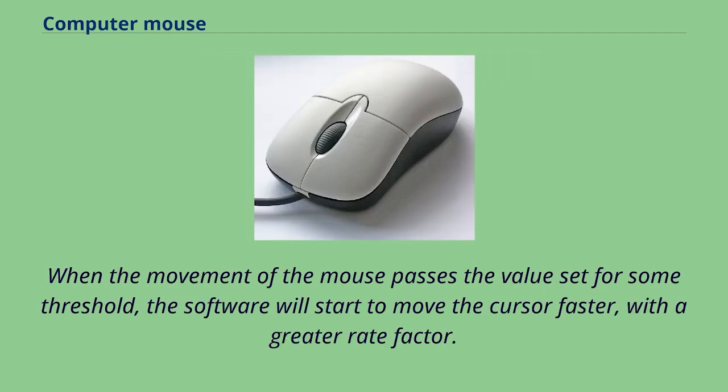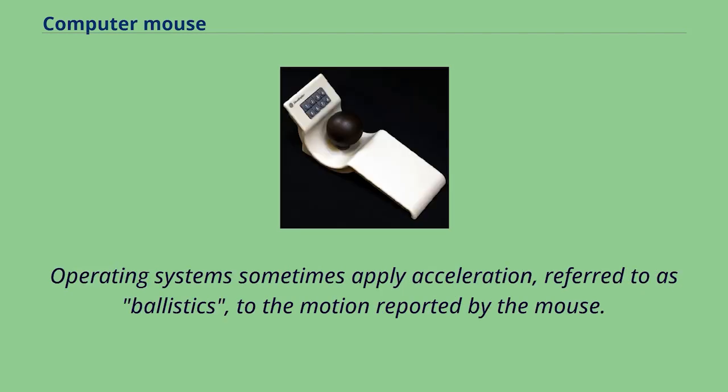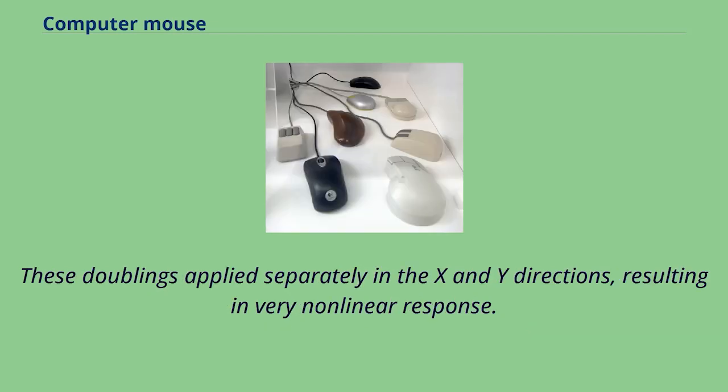When the movement of the mouse passes the value set for some threshold, the software will start to move the cursor faster, with a greater rate factor. Usually, the user can set the value of the second rate factor by changing the acceleration setting. Operating systems sometimes apply acceleration, referred to as ballistics, to the motion reported by the mouse. For example, versions of Windows prior to Windows XP doubled reported values above a configurable threshold, and then optionally doubled them again above a second configurable threshold. These doublings applied separately in the X and Y directions, resulting in very nonlinear response.